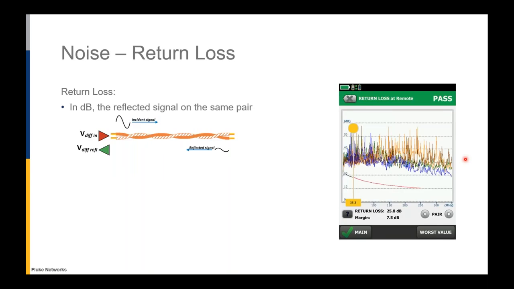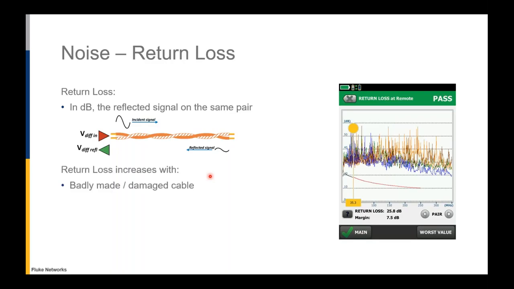Return loss, again, this is an internal noise to the cable, not an external noise. This is an internal noise, and it is a signal that gets reflected back to us. In gigabit Ethernet, we communicate in full duplex. We transmit and receive on the same pair. So if a signal is reflected back to us, that reflected signal is noise. We'd like to avoid that.